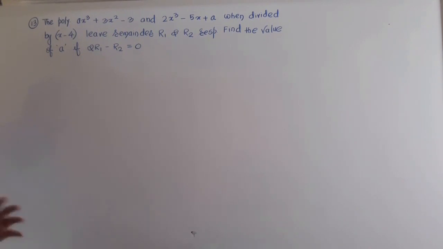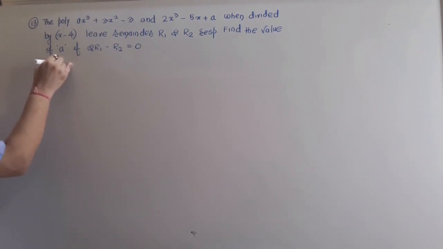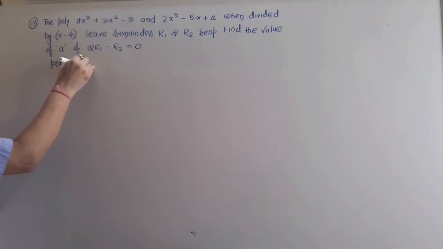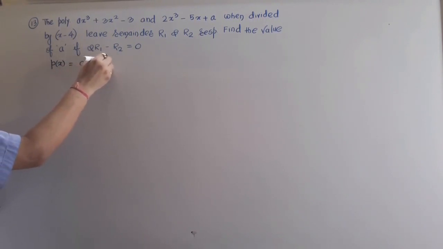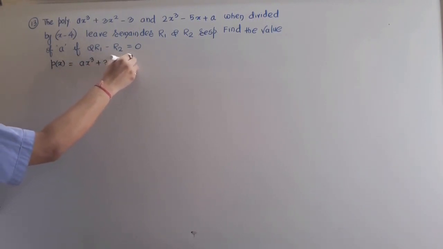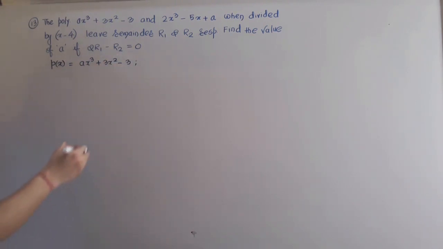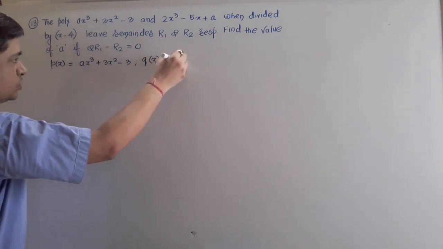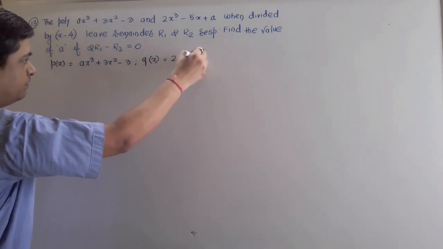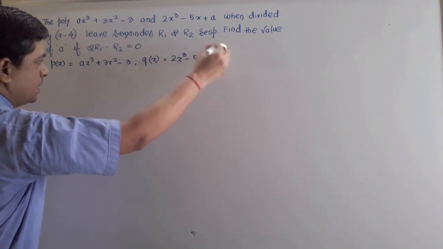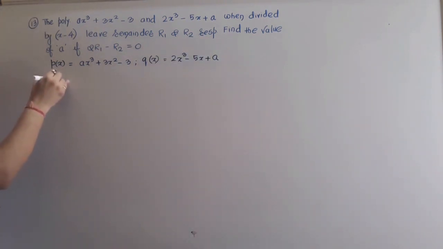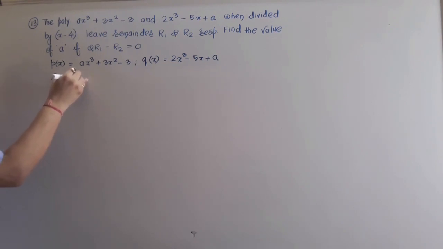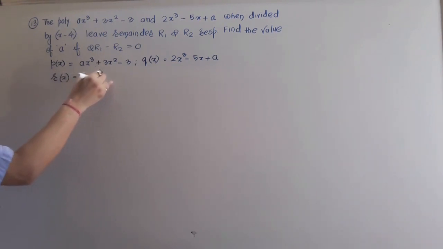Okay, so many things are given in this question and we have to find out only one unknown value. First of all, I will suppose the value of p of x is equal to ax cube plus 3x square minus 3. Second thing, I will suppose q of x is 2x cube minus 5x plus a. And the third, the one by which we are dividing, that is r of x, I will suppose as x minus 4.